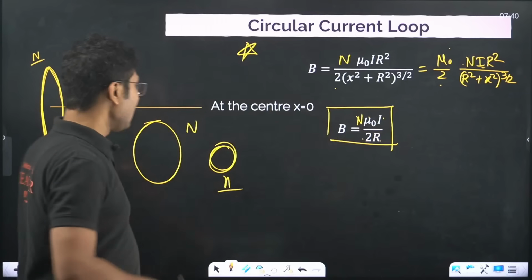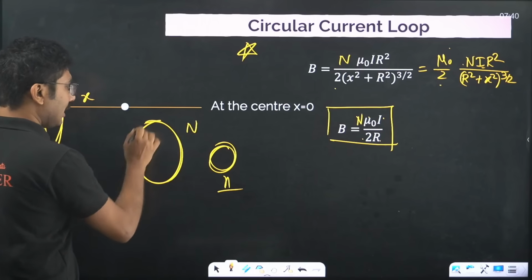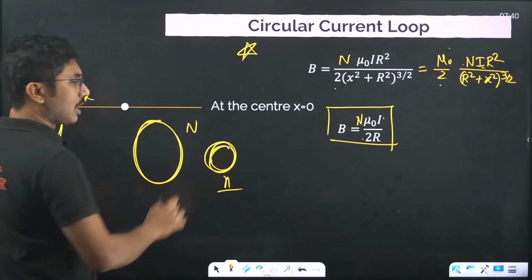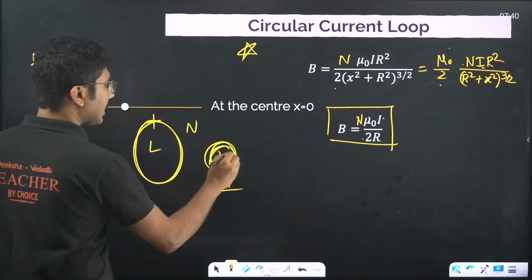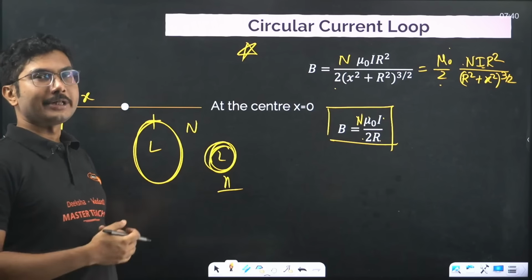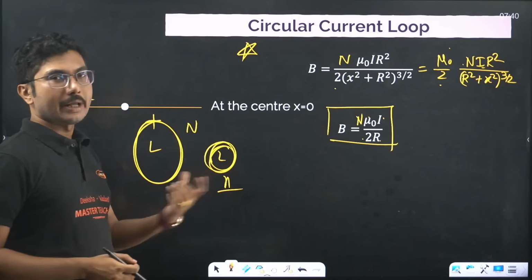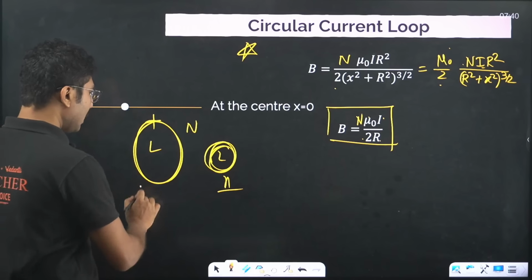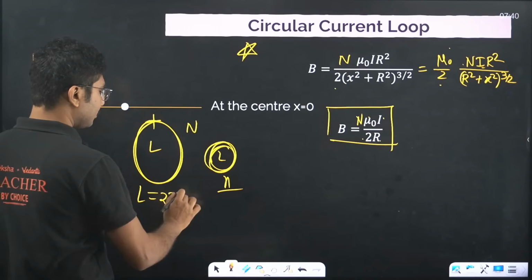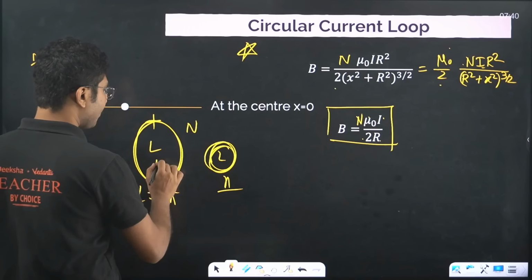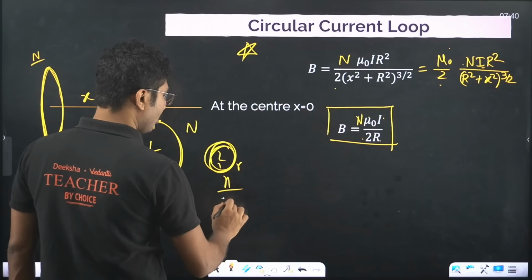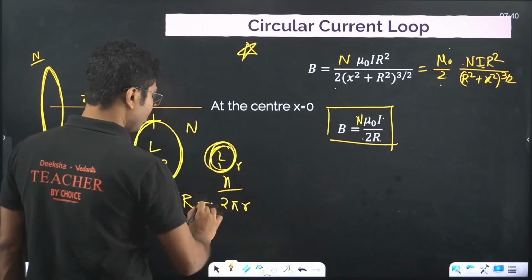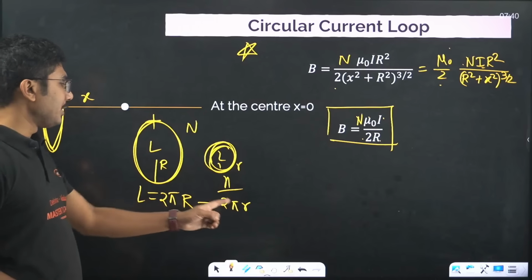Now here, if one coil is rewound into a smaller coil or larger coil, remember that the total length of the wire should remain the same. Total length is what? Total length is 2 pi r. So in this case suppose capital R, 2 pi capital R. In this case suppose small r, so 2 pi small r. So both should be equal. The length should be equal.